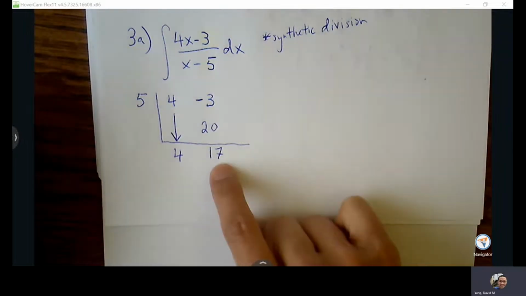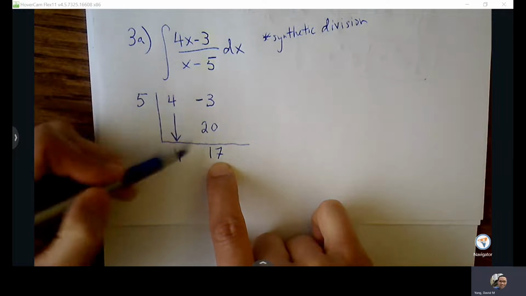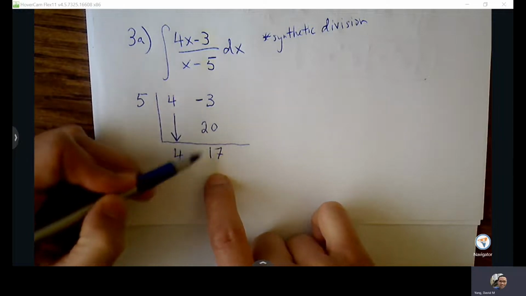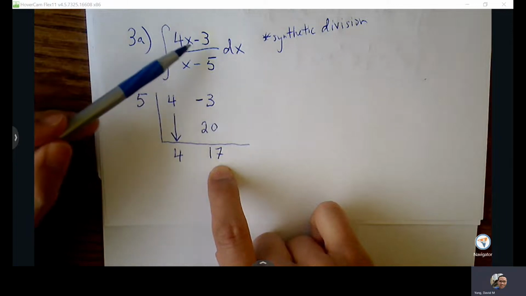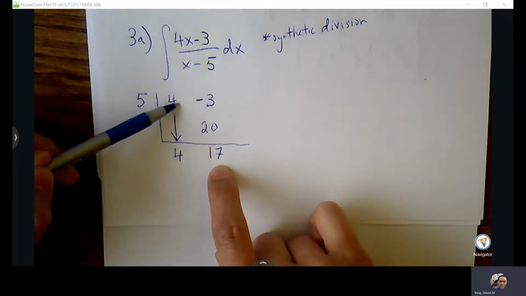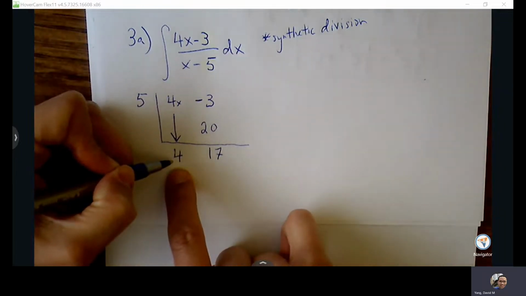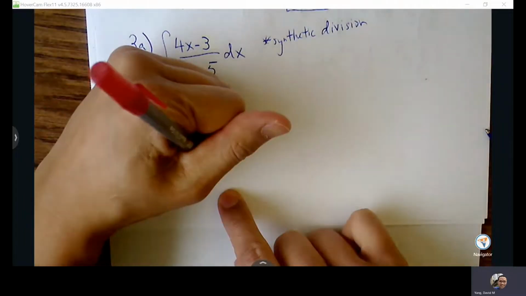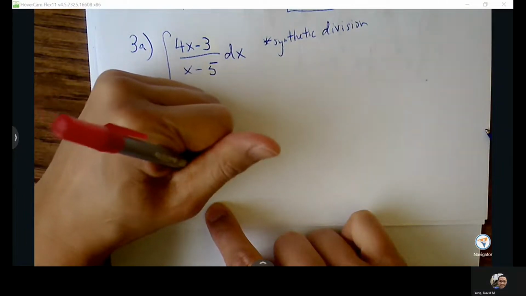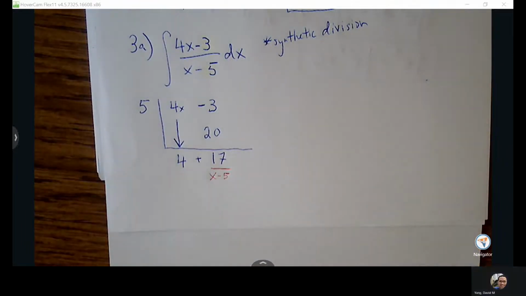So that's it. If the last number in your columns is not a 0, that means this is called the remainder. Remember, every degree drops by 1, so this is 4x to begin with, and this is going to drop down to a constant. So this is 4 plus, and then we know 17 is a remainder, so we have to write the remainder over your divisor.